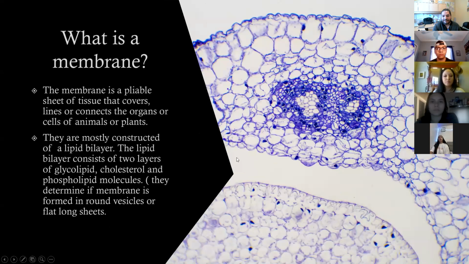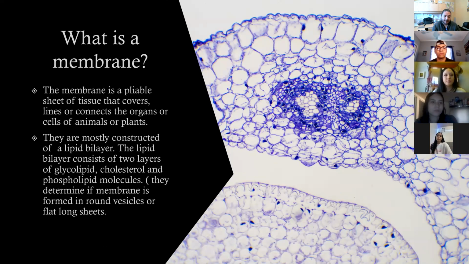So as you can see, we have a picture here of a membrane. And the membrane is a pliable sheet of tissue that covers, lines, or connects the organs of cells and animals and plants. They are mostly constructed of a lipid bilayer. The lipid bilayer consists of 2 layers of glycolipid, cholesterol, and phospholipid molecules. They determine if the membrane is formed in round vesicles or flat long sheets.